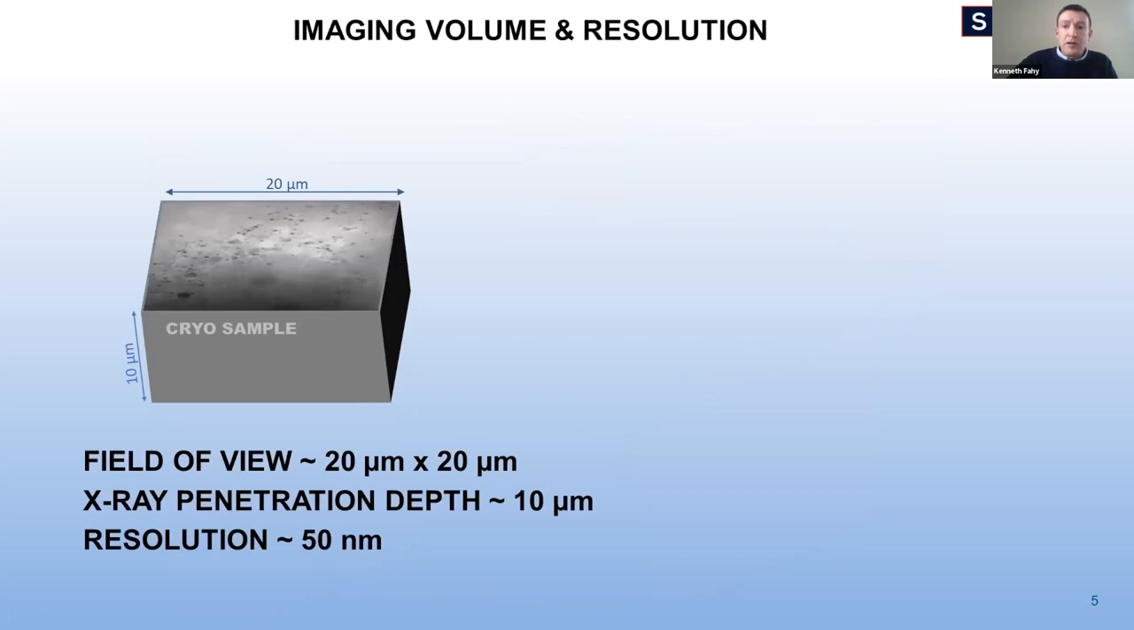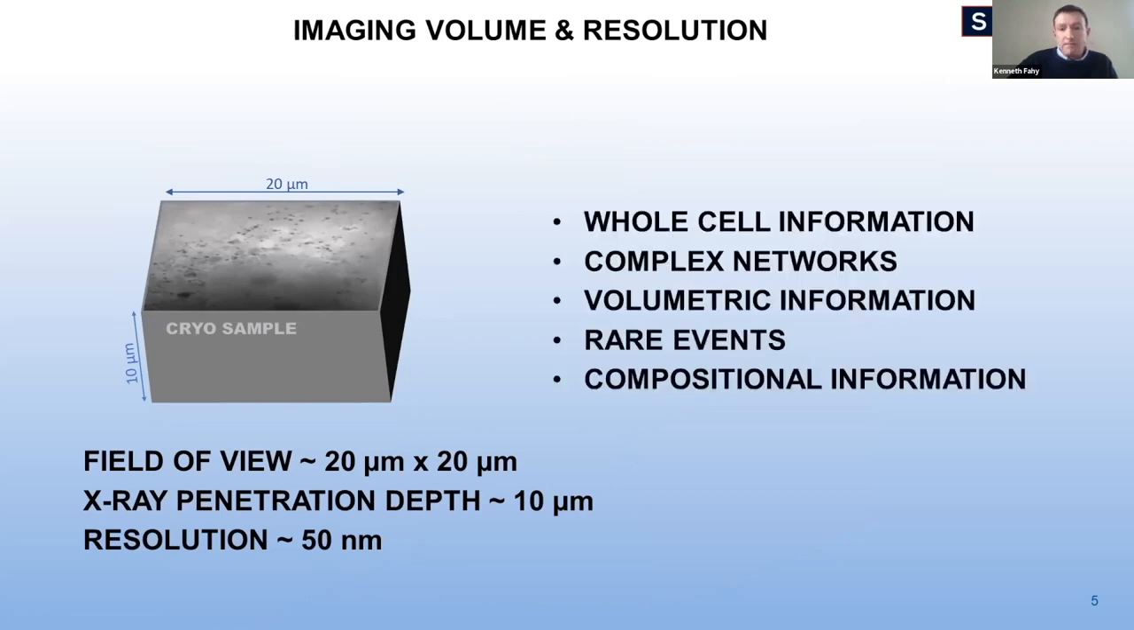So the soft X-ray properties allow us to image a bulk slab of biological material. It can be cells or tissues that can be accessed with soft X-ray tomography. So the field of view is about 20 by 20 microns with an X-ray penetration depth of about 10 microns, and resolutions of about 50 nanometers or better can be achieved. So this allows us to address certain application questions that can benefit from soft X-ray tomography, and these are where whole cell information is needed, information on complex networks or volumetric information. Rare events can be nicely captured in the context of a whole cell, as well as compositional information.